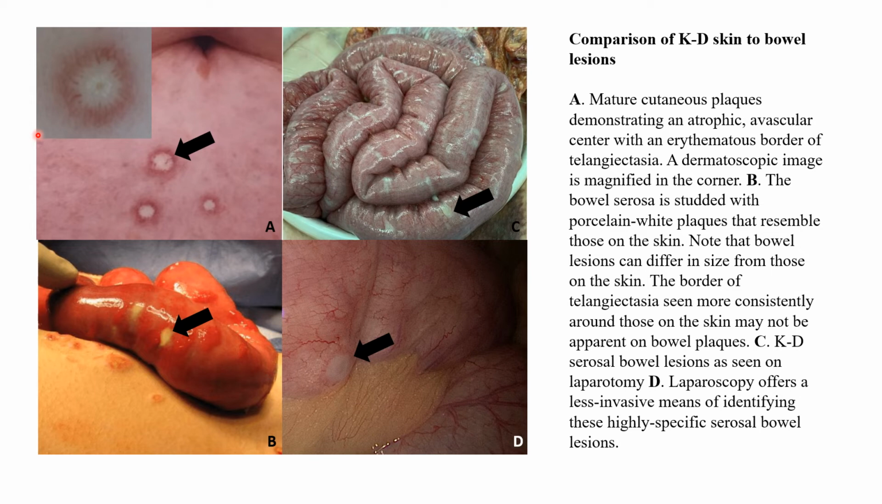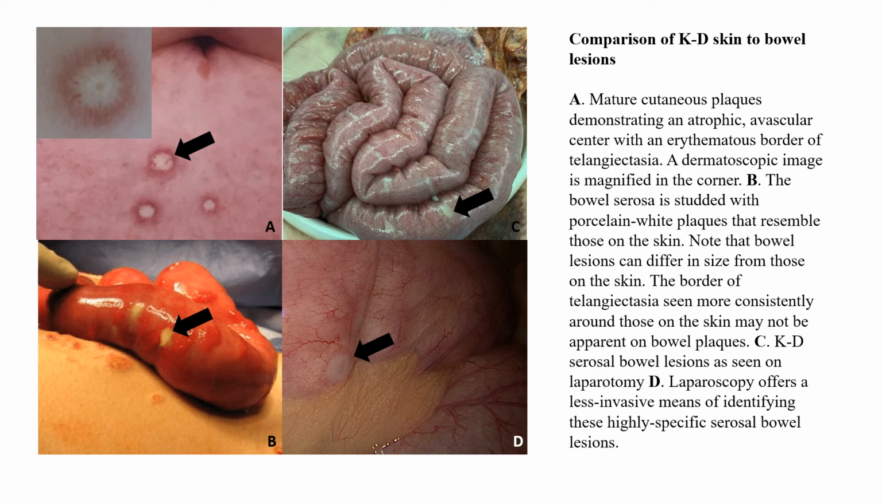The bowel lesions, as demonstrated in images B, C, and D, resemble those on the skin. Here you can see that the bowel serosa may be studded with porcelain, white, or yellow plaques. Note that the size of the bowel lesions may be different than those on the skin. Those on the bowel may be larger and more numerous. The rim of telangiectasia that is more consistently seen on the skin may be absent on those lesions on the bowel. However, in some instances, it can be seen, as here.